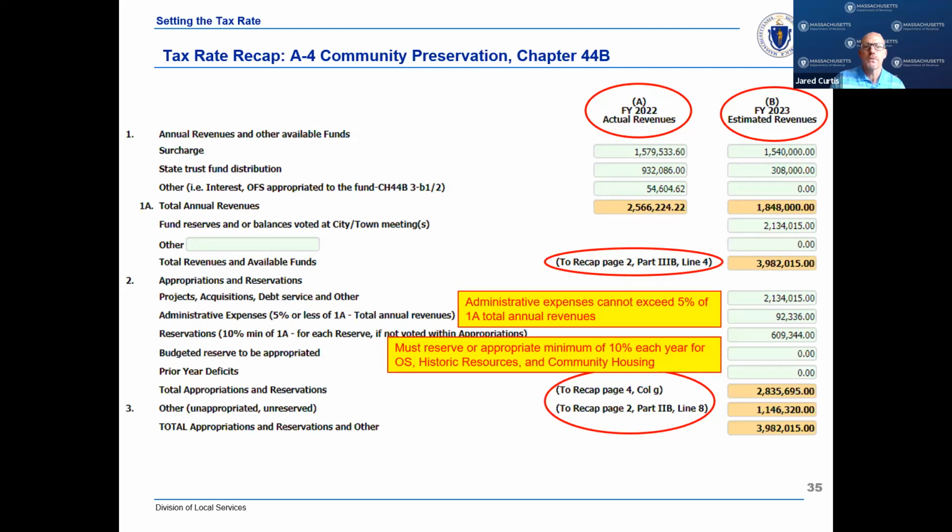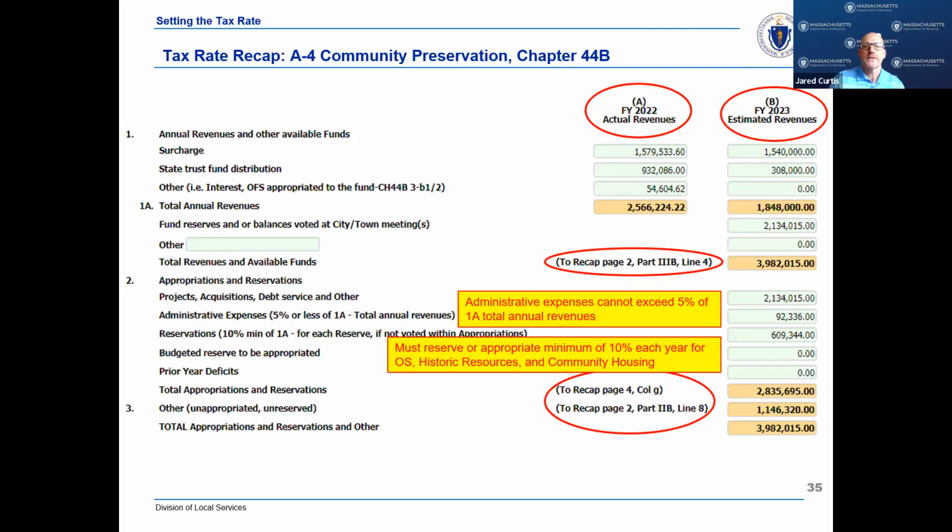Part 2, Column B, reports the following appropriations and reservations. You have appropriations for community preservation projects, acquisitions, debt service, and other related appropriations. Appropriations for the Community Preservation Committee administrative expenses. These appropriations cannot exceed 5% of the total annual revenues in Part 1A.